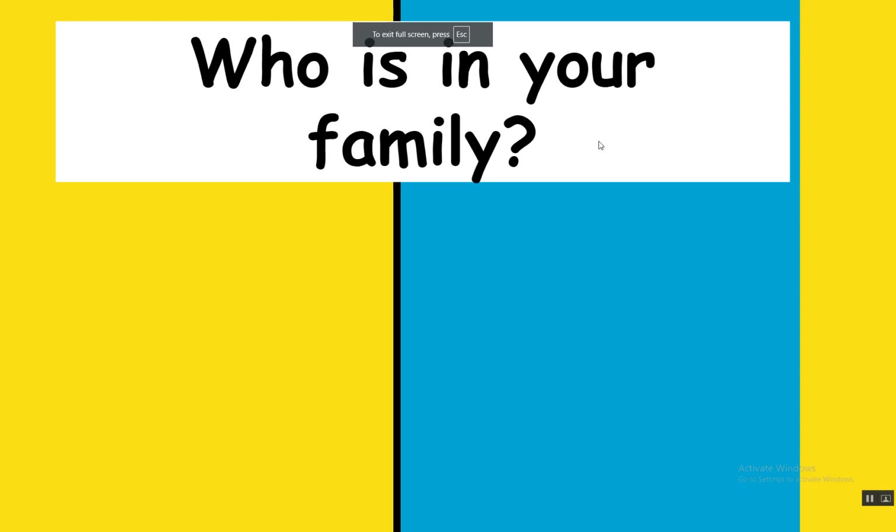Today we're looking at who is in your family. Have you ever thought how to talk about your family in English? Well, today we're going to learn family members' words. We're also going to look at reading a story using the new family members' words. So the key question today is, who is in your family?